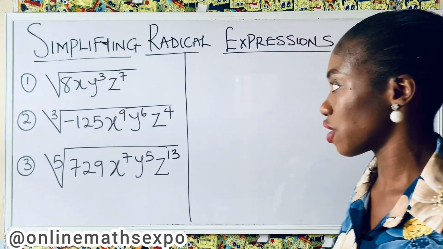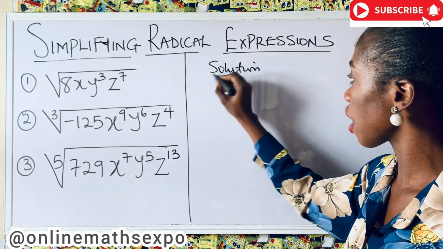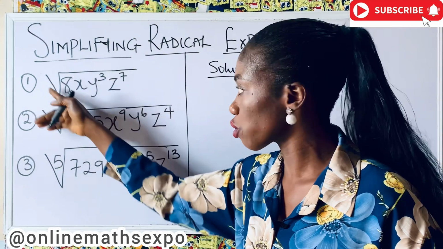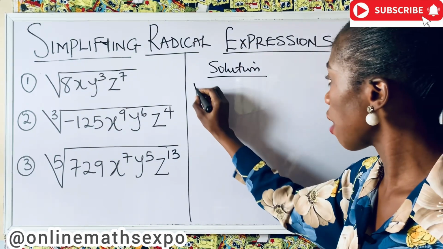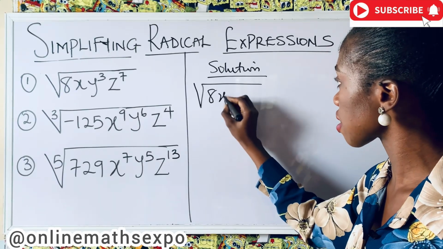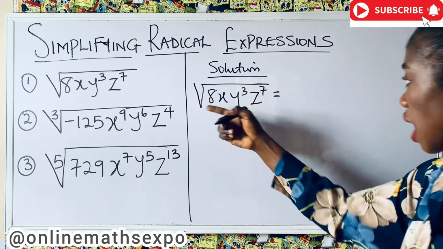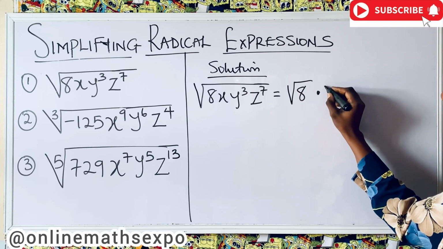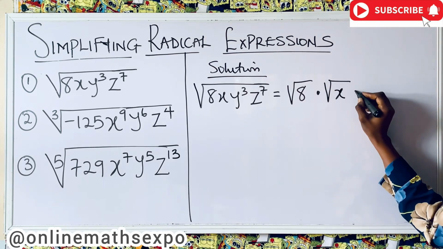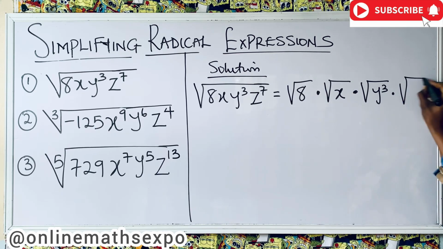Now, these are the questions. We start with the first one, and in that first one, what we have there is the square root. If you remember your rule of radicals, when you have the square root of 8xy cubed z to the 7th, you can split it to be the square root of 8 multiplying the square root of x, multiplying the square root of y cubed, and the square root of z to the 7th.